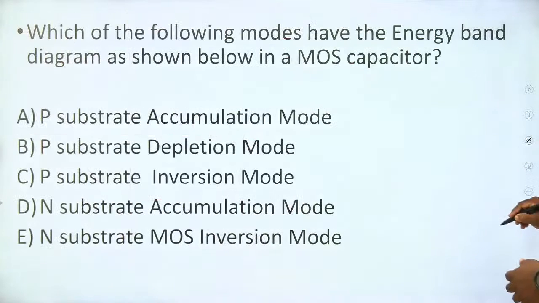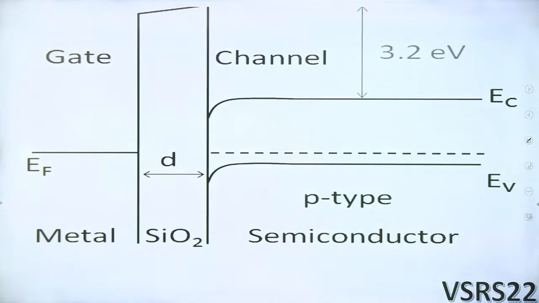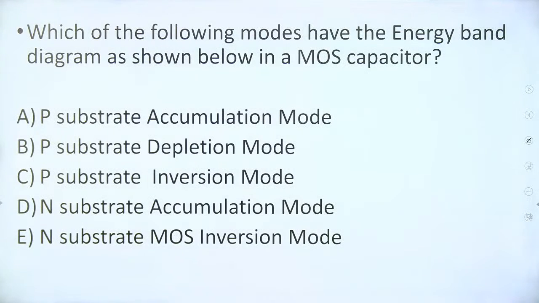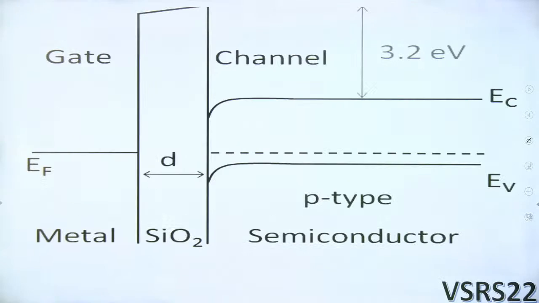Right. Now let's go to the next question, students. You have to identify which of the following modes have the energy band diagram as shown below. I'll show you an energy band diagram where you can see it here. Looking at this energy band diagram, we should say in what mode it is. So which of the following modes have the energy band diagram as shown below? Look at the diagram.